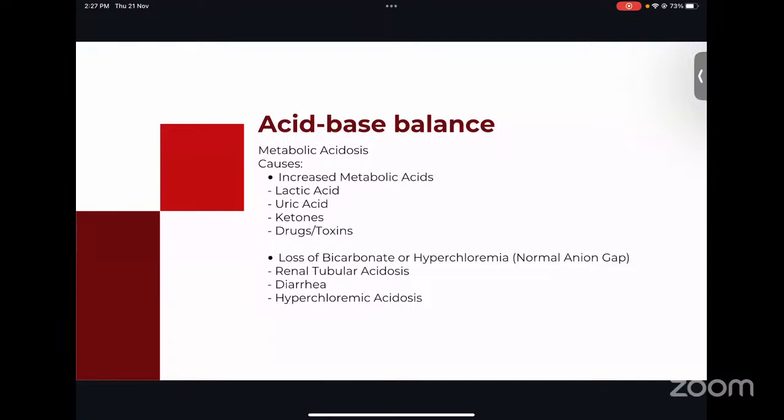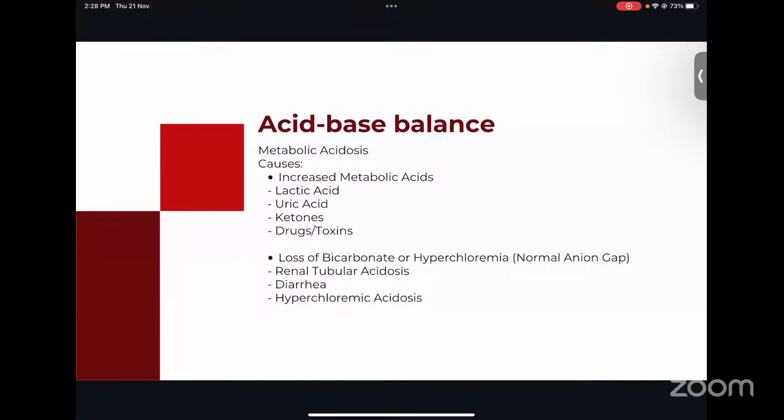Acid-base balance. As we discussed in the previous session, we start by looking at the pH for any acidosis or alkalosis. We look at the carbon dioxide and we check the anion gap.